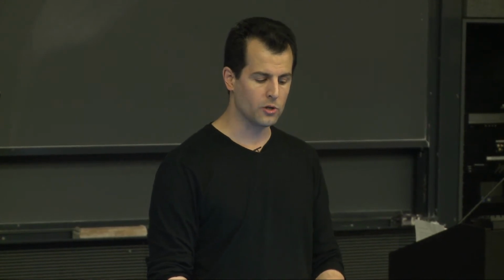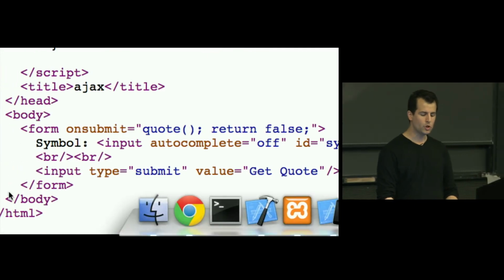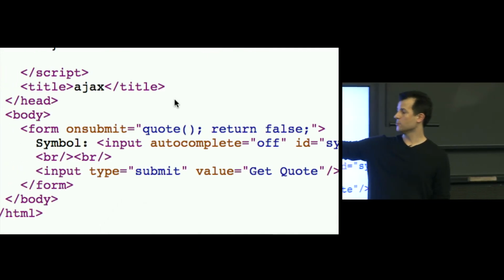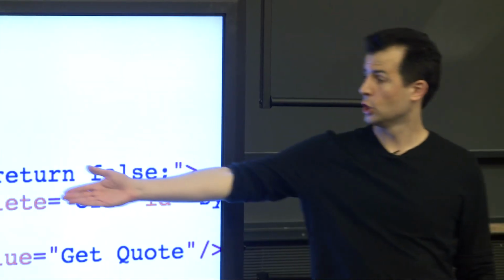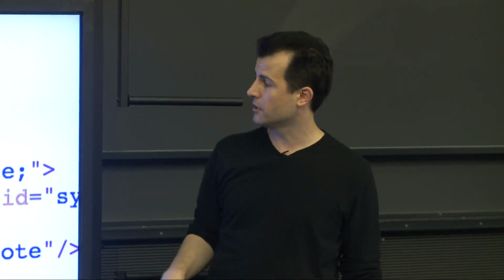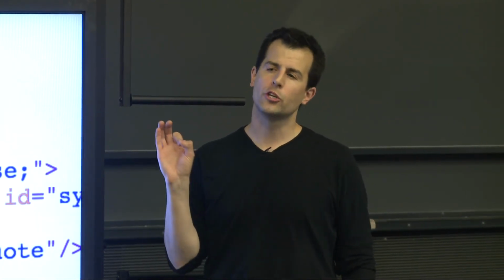If I view the page source, let's scroll down to the easier part first. There's some HTML at the bottom. And it's really just a super simple form that borrows some of the lessons learned from earlier. On submit, call what function? Quote. This isn't a built-in function. This is apparently one I wrote up above that we'll look at in a second, return false so that it doesn't actually submit to the server in the traditional way.